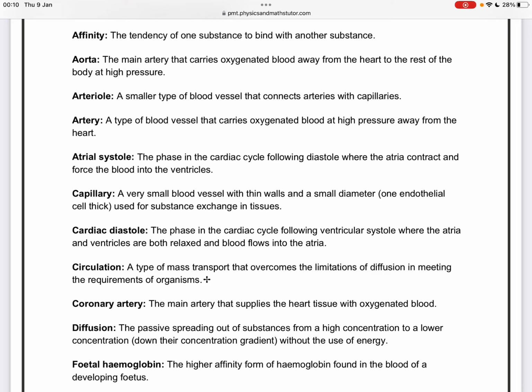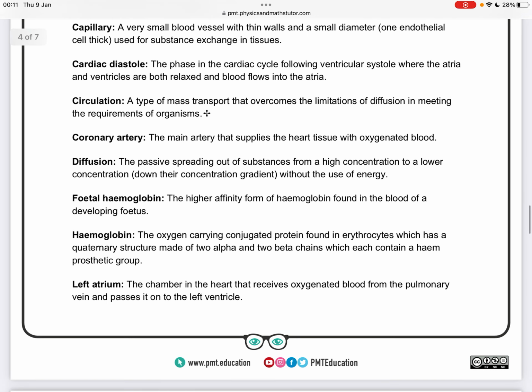Artery, a type of blood vessel that carries oxygenated blood at high pressure away from the heart. Capillary, a very small blood vessel with thin walls and a small diameter, one endothelial cell thick, used for substance exchange in tissues. Cardiac circulation, a type of mass transport that overcomes the limitation of diffusion in meeting the requirements of organisms.